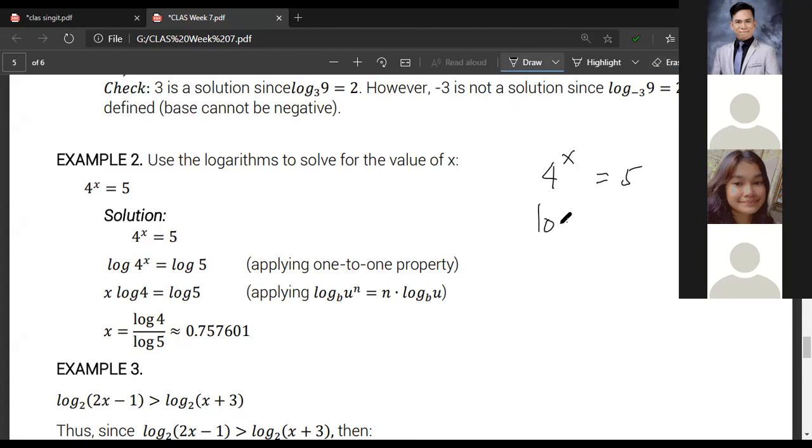Ngayon, lagyan natin ng logarithm both. So, log 4 raised to x is equal to log 5. Pwede yan kasi apply natin yung property of equality for logarithmic function. Lagyan natin ng log pareho. Ngayon, pwede ba 'to applyan ng law of logarithm? Pwede po. Okay, sige. Anong law ang gagawin natin?